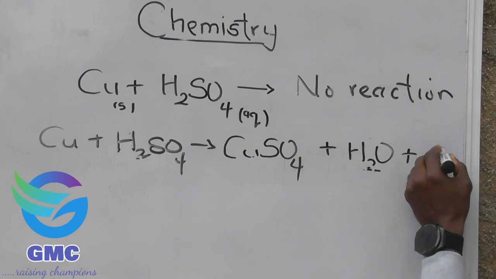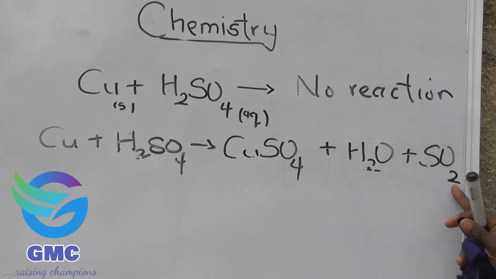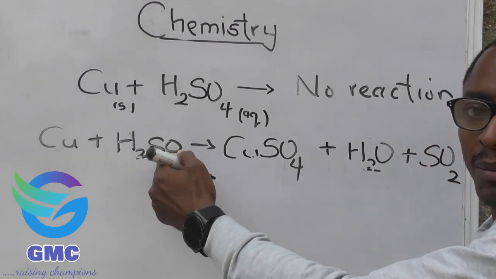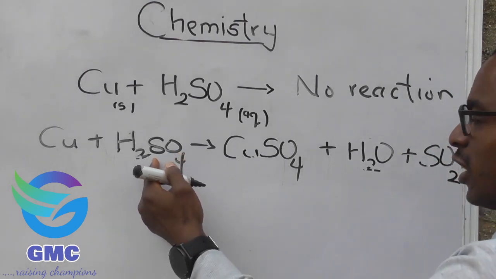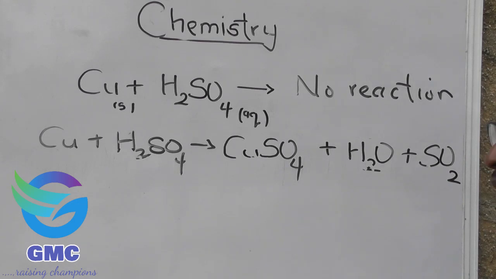and SO2, sulfur 4. This is sulfur 6. Now this is sulfur 4. Now it has been reduced from what? 6 to 4.